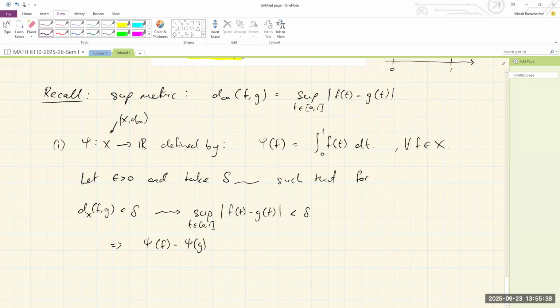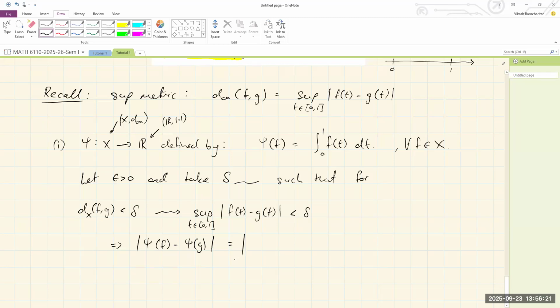Now psi of f and psi of g are just numbers. So this space over here is just R with the usual metric, the modulus. So what is this distance equal to? Now remember, in proving continuity using the epsilon delta definition, I need to show somehow that this distance between the images, psi of f minus psi of g, with respect to the usual metric in this space, is less than epsilon. So let's see if we can do that.